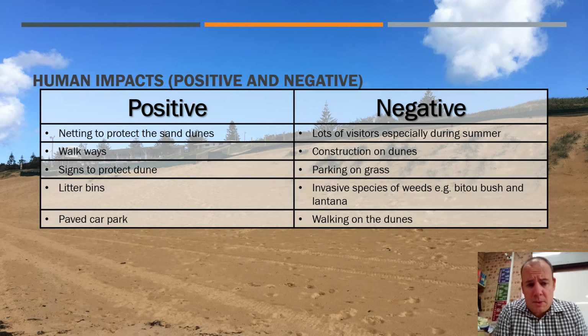When we look at the human impacts, we've got to remember they need to be both positive and negative. We'll start with negative. Obviously, there are lots of visitors at Shelly Beach, particularly over the hot summer months. And what happens? They bring lots of litter.